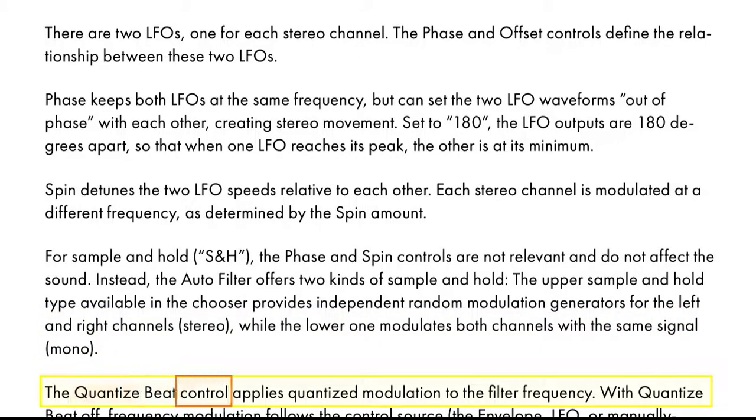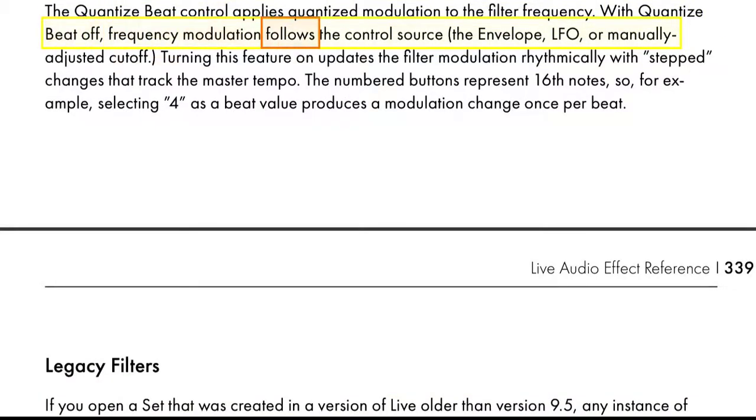The quantize beat control applies quantized modulation to the filter frequency. With quantize beat off, frequency modulation follows the control source: the envelope, LFO, or manually adjusted cutoff. Turning this feature on updates the filter modulation rhythmically with stepped changes that track the master tempo. The numbered buttons represent 16th notes, so, for example, selecting 4 as a beat value produces a modulation change once per beat.